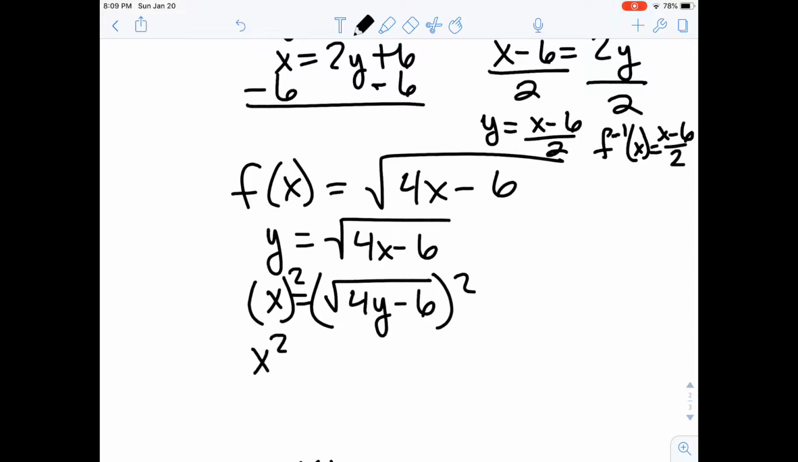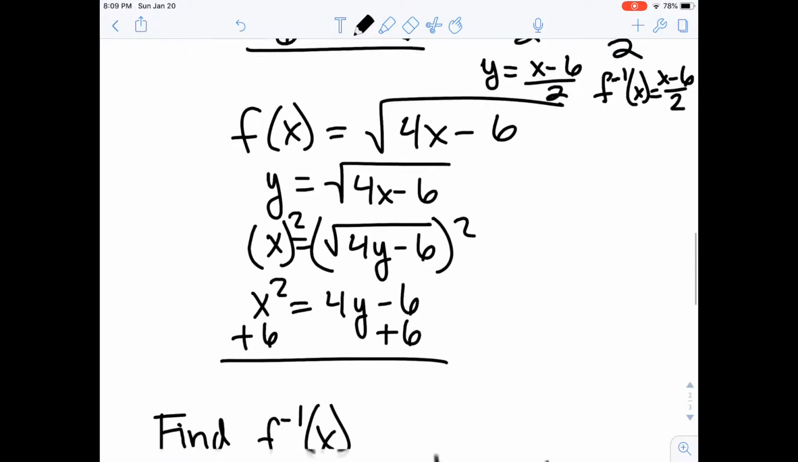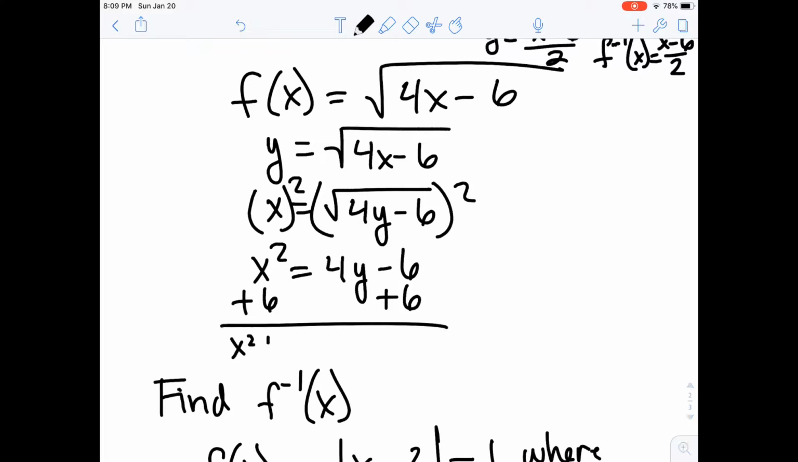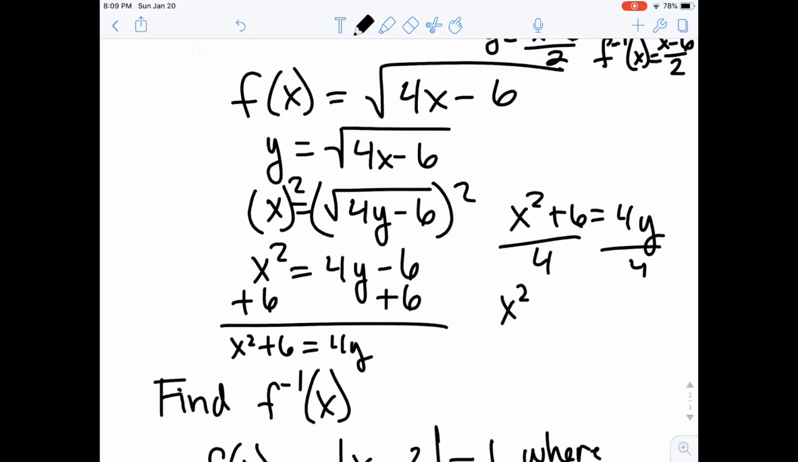So you have x squared equals 4y minus 6. Now, solve for y. Add 6. So I'm left with x squared plus 6 equals 4y. Divide by 4. So you get (x squared plus 6) over 4 equals y. And that's your answer, which equals f negative 1 of x.